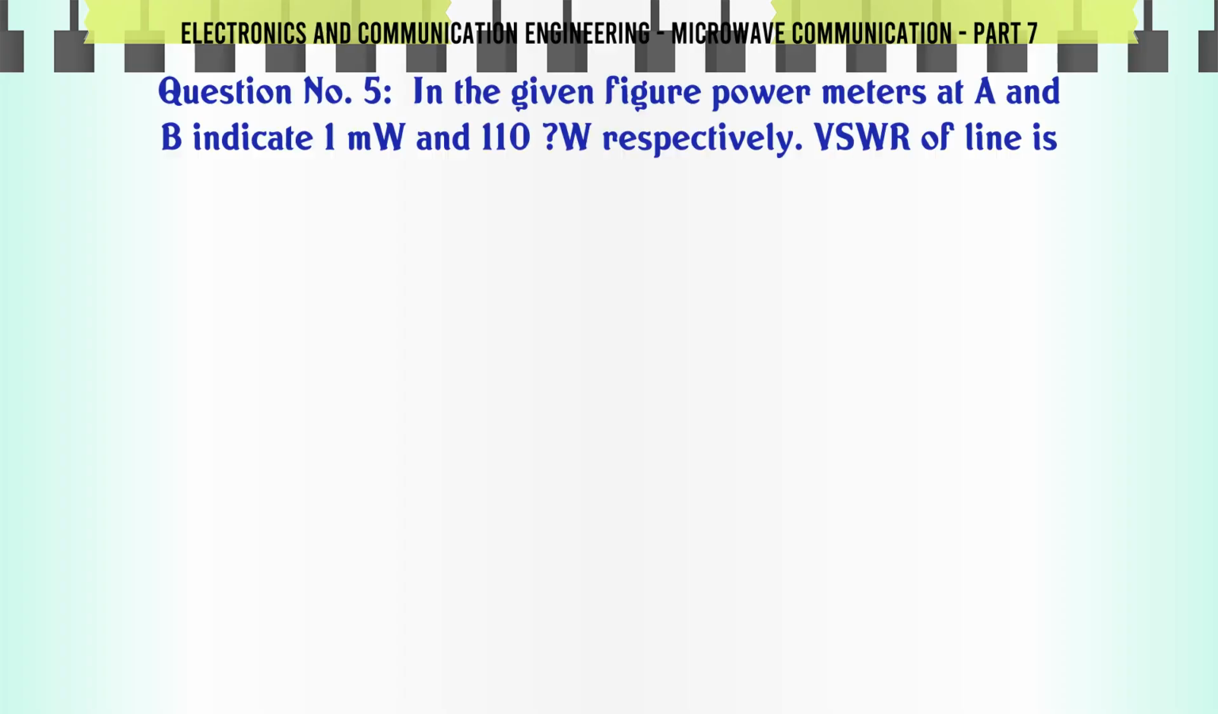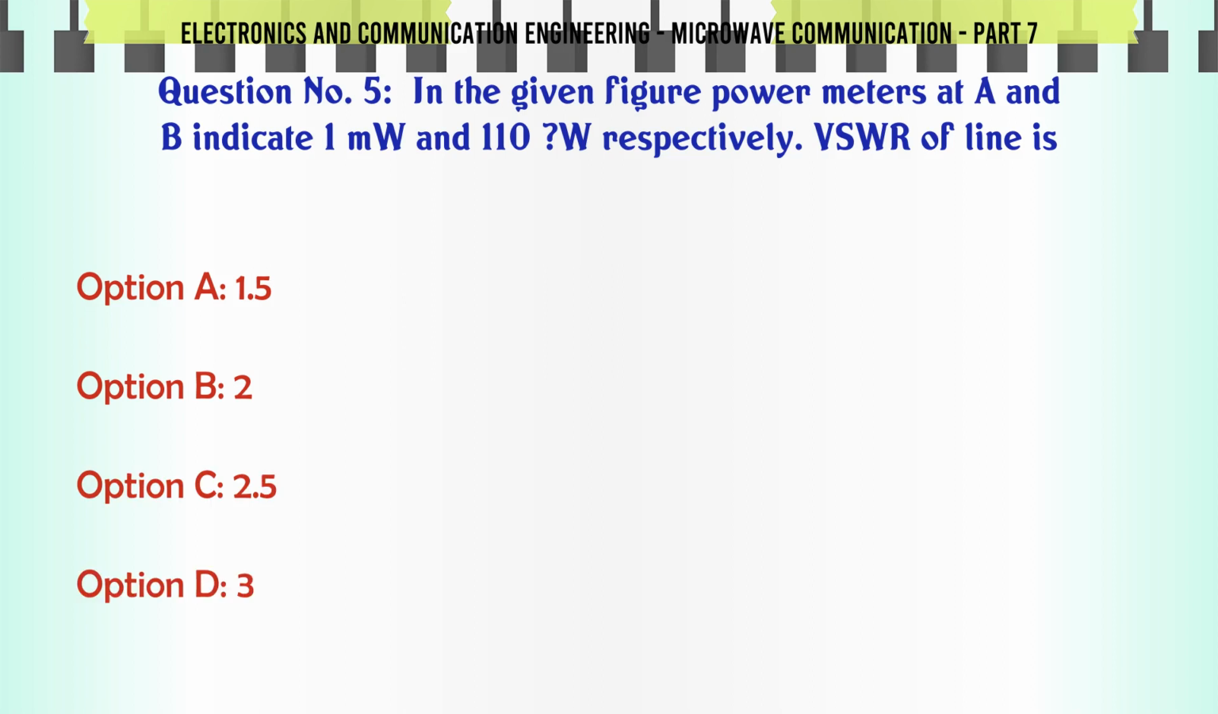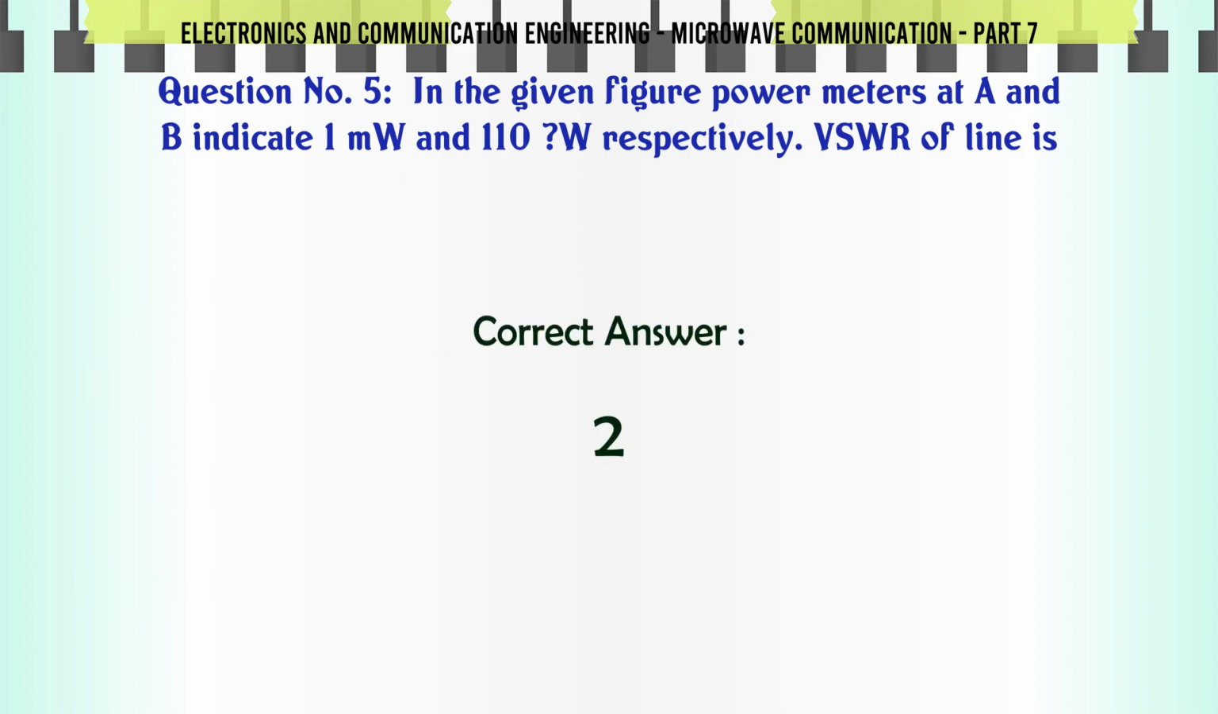In the given figure, power meters at A and B indicate 1 megawatt and 110 watts respectively. VSWR of line is A. 1.5, B. 2, C. 2.5, D. 3. The correct answer is 2.